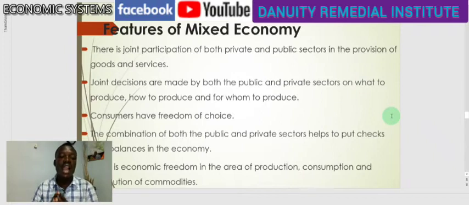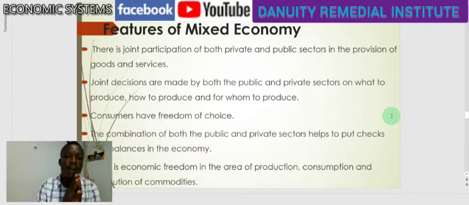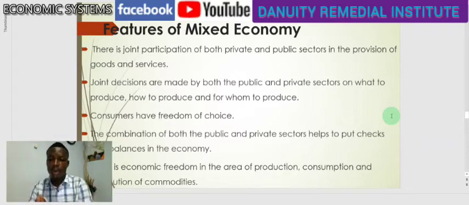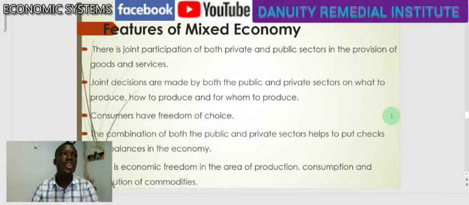There is economic freedom in the area of production, consumption, and distribution of commodities. So there is economic freedom in the area of production. What you want to produce, there is a freedom of that. What you want to consume, which one do you want to consume? Do you want to consume goods that are produced by private or the public sector? You have your freedom. And then distribution of commodities, the mode of distribution.